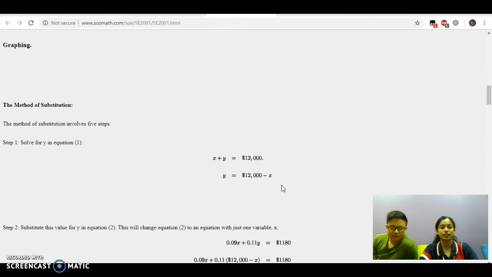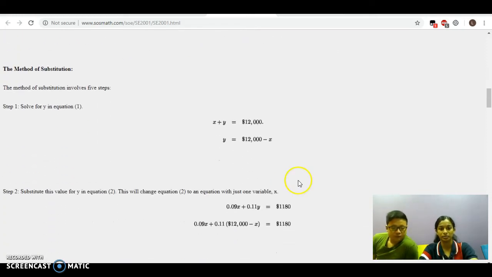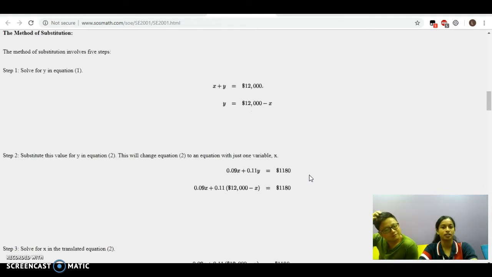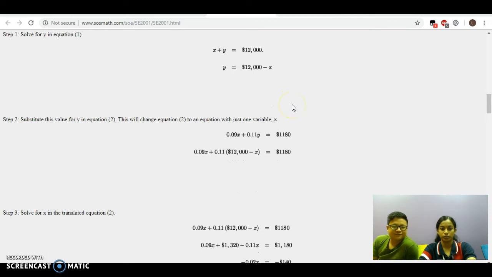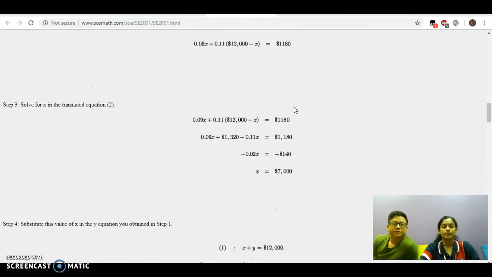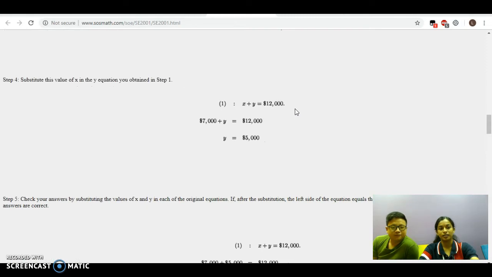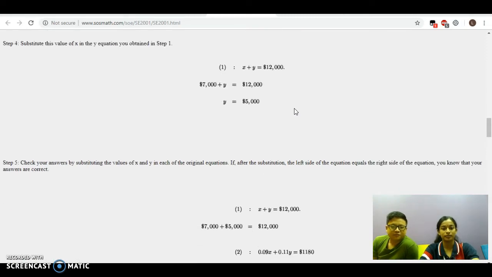This is the method of substitution. We can solve it the way we do in simultaneous equations. We move one variable to the other side and find the other variable, and that's how we solve the substitution method. The steps are shown here.